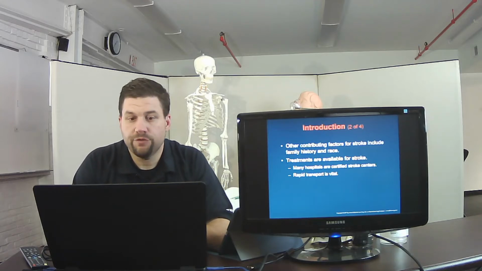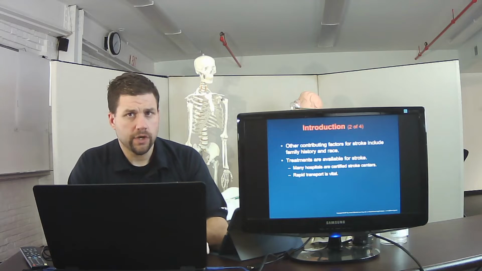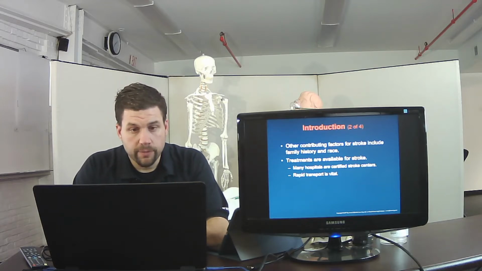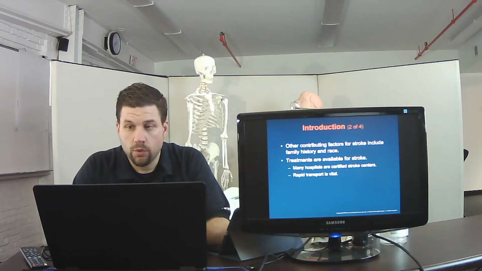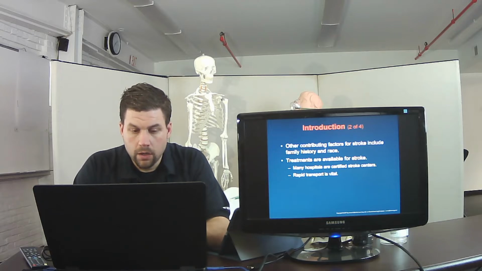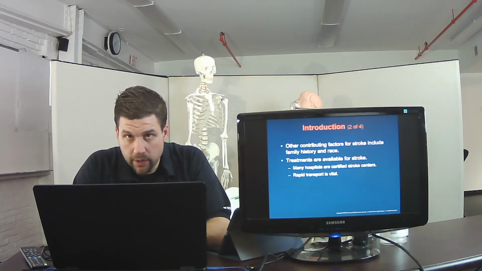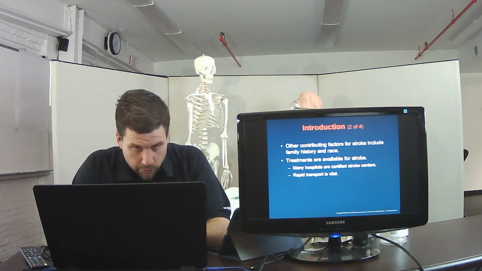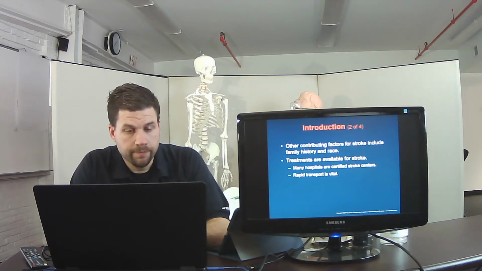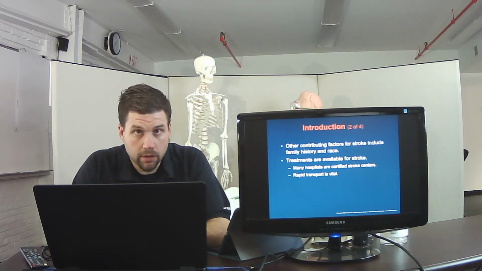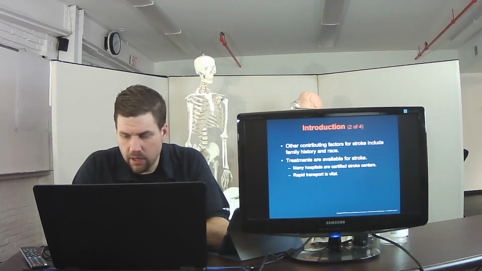So other contributing factors for stroke include family history as well as race. Treatments are available for stroke. Many hospitals are certified stroke centers, and rapid transport is vital. So around here, Lancaster General Hospital is our closest comprehensive stroke center. Reading Hospital is a comprehensive stroke center. And Wellspan York Hospital is a comprehensive stroke center, as well as Penn State Milton S. Hershey Medical Center. So all of those hospitals are able to take care of every type of stroke.